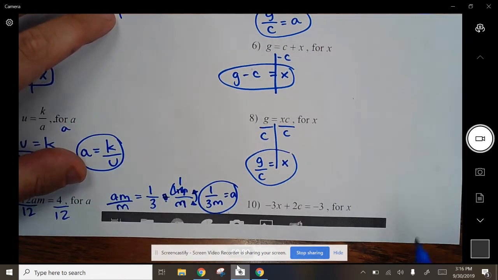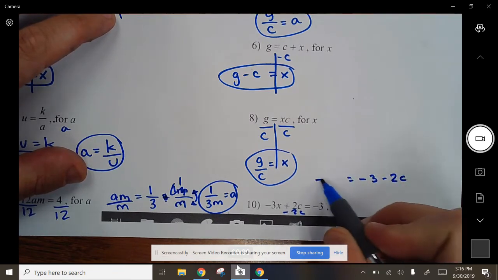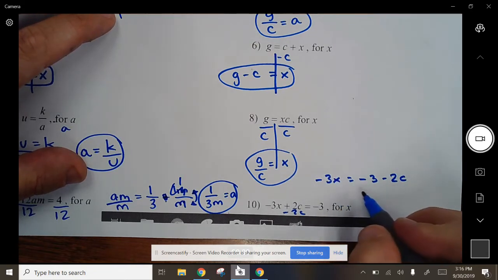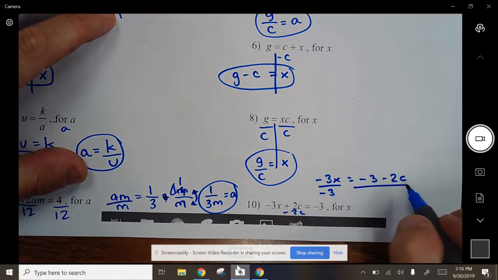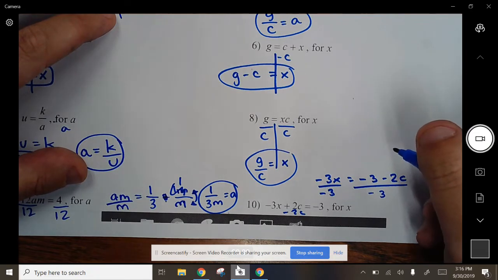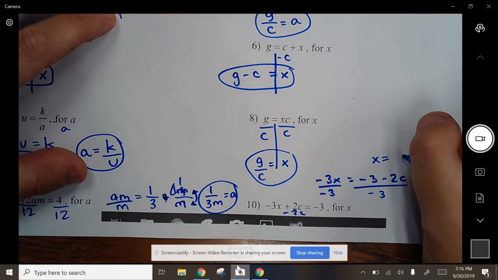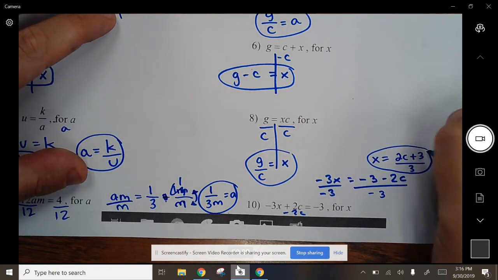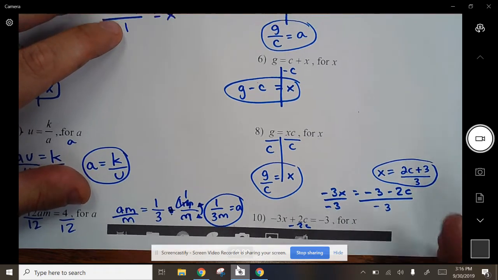And the last one, 10. Go ahead and you've got to subtract 2c first. So you get negative 3 minus 2c equals negative 3x. And then to finish this off, divide by the negative 3. And really, you've got a lot of negatives going on here. You can go ahead and just make it positives. x equals, on the answer key, it's (2c plus 3) over 3, which is the same thing we have. We just turned everything around a little bit, but 3 over 3 is here, and then the c. All right, hopefully this was helpful.